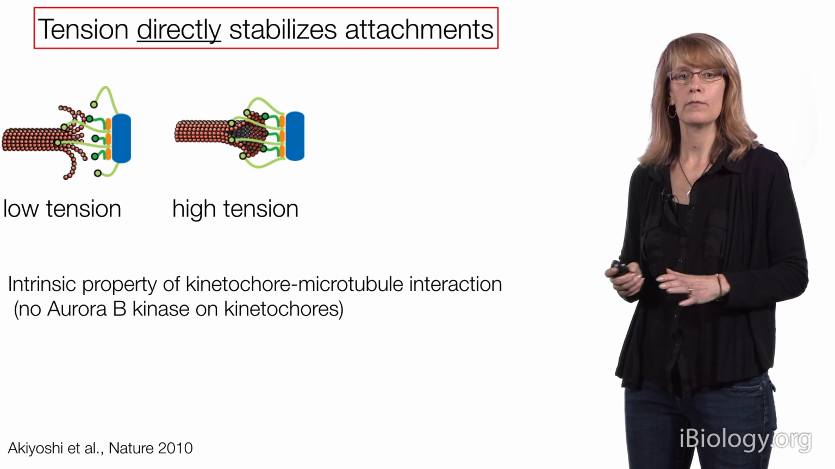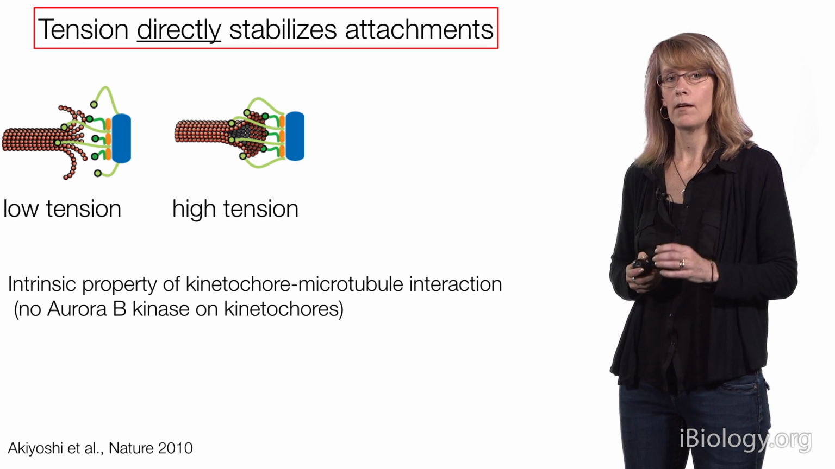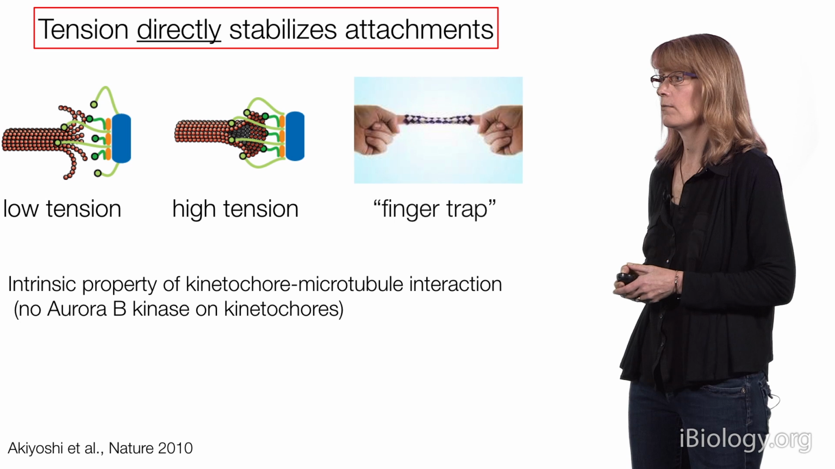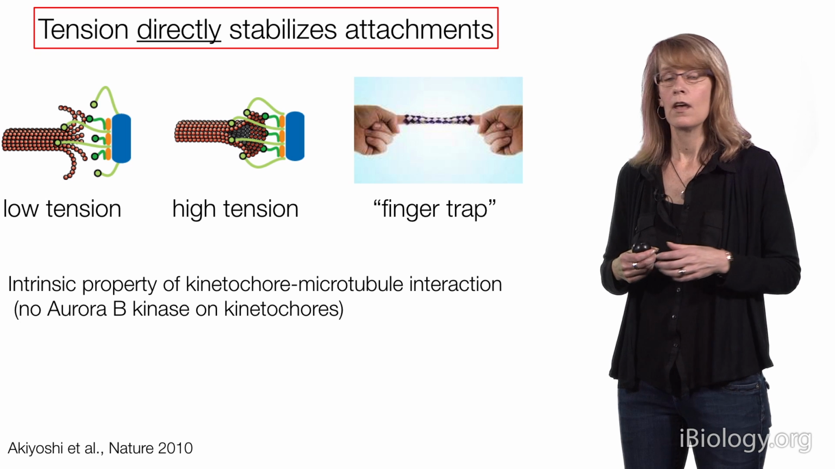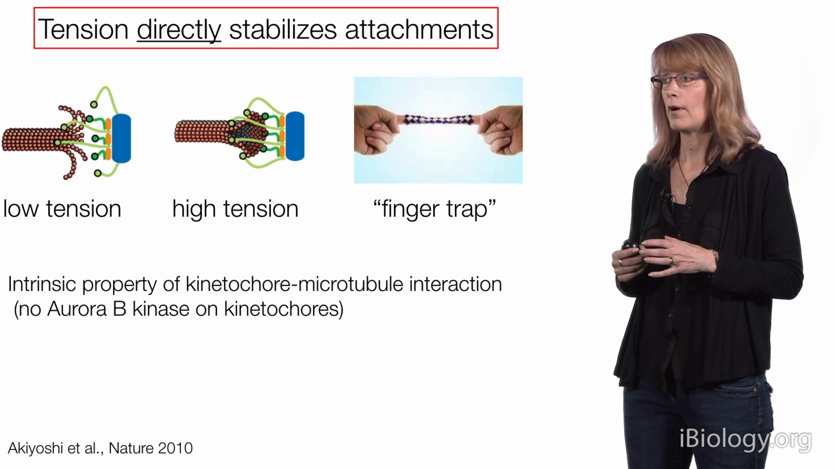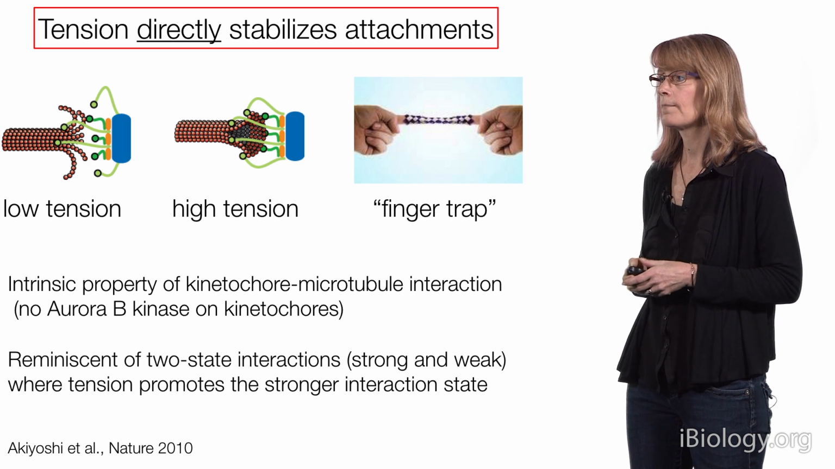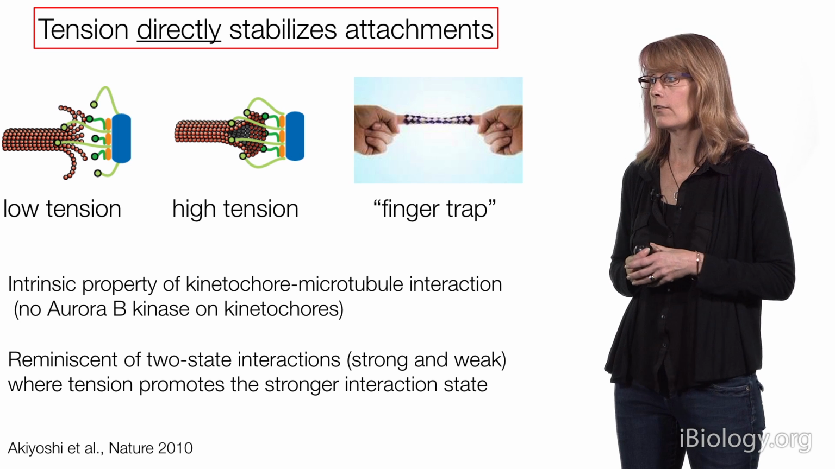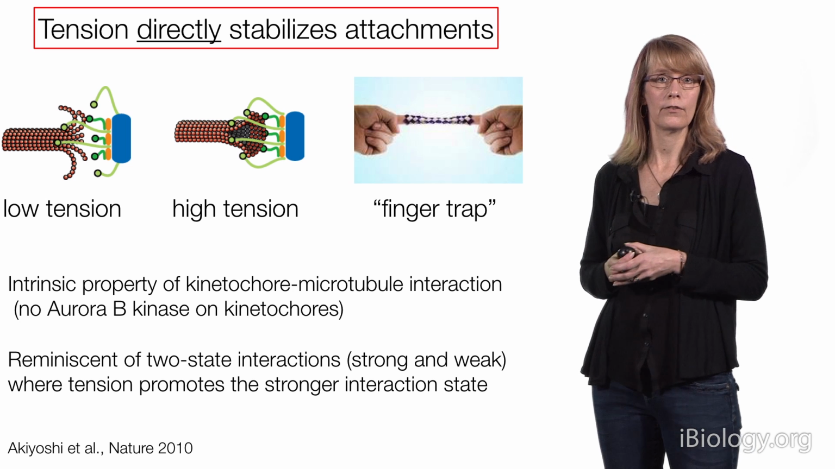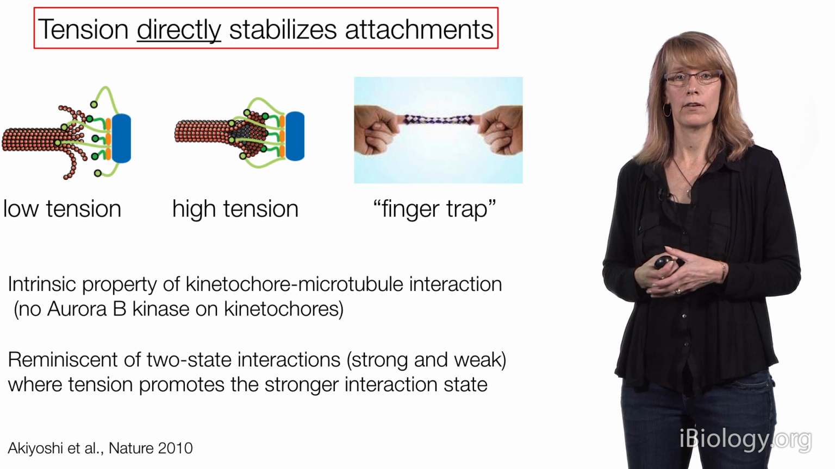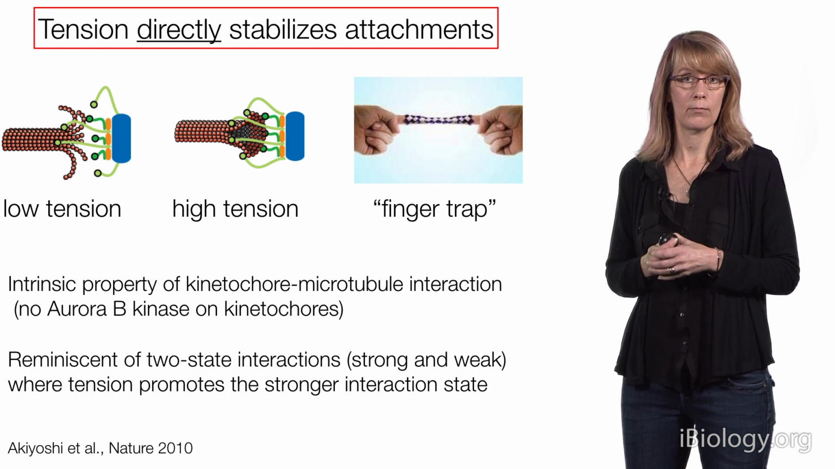And this is an intrinsic property of the kinetochore-microtubule interaction. There is no Aurora B kinase involved. Somehow tension is just stabilizing an attachment. And this is like those finger traps that you remember, as you pull on them, they come under more tension. And so we think that kinetochores have that property when they bind to microtubules. As we put them under tension, they are stabilized. This is reminiscent of two-state interactions such as receptors and ligands, where there's a strong and a weak state, and something about tension promotes the stronger state. And so we're actively working now on trying to understand the underlying mechanism where tension can really stabilize these attachments intrinsically.